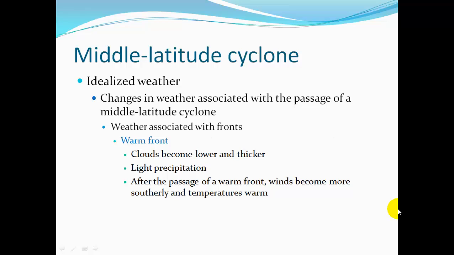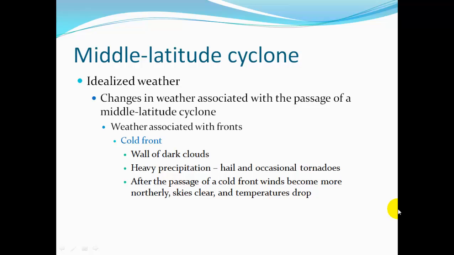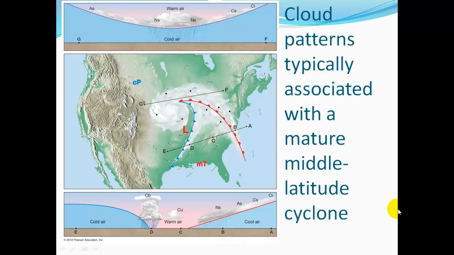So with the warm front, the clouds become lower and thicker. There's light precipitation. After passage of a warm front, the winds become more southerly and temperatures warm up. Cold front: a wall of dark clouds, heavy precipitation, hail, maybe tornadoes. After passage of a cold front, winds become northerly, skies clear, and temperatures drop. So here's more of the cloud patterns. Over the cold front, you'll have your thunderstorms. Warm air will have those nimbostratus clouds.